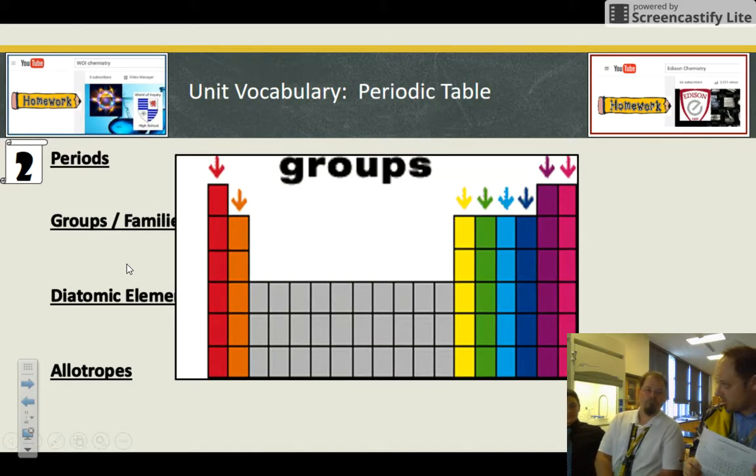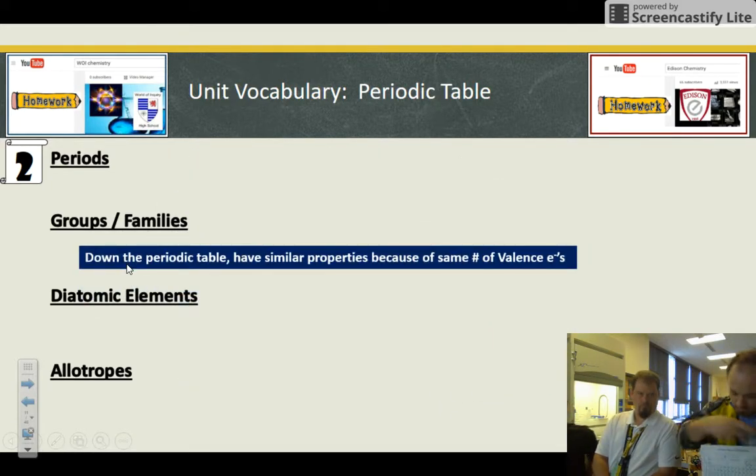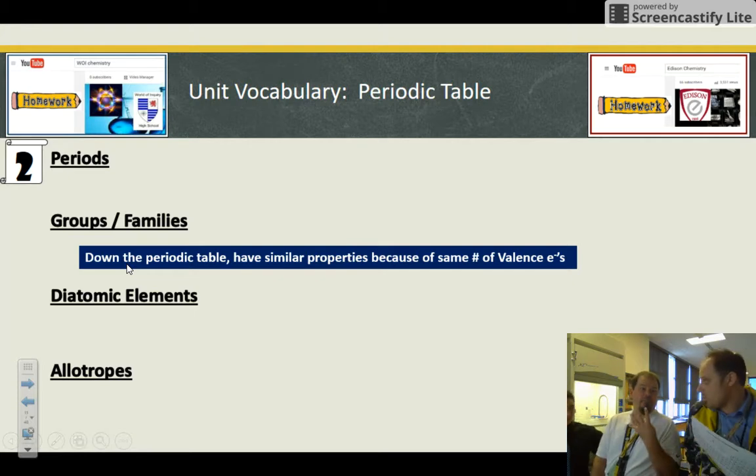If you go up and down, those are your groups and families. They all have the same number of valence electrons in them. Again, these are labeled on our reference table, and this is specifically the 4 families that we named.